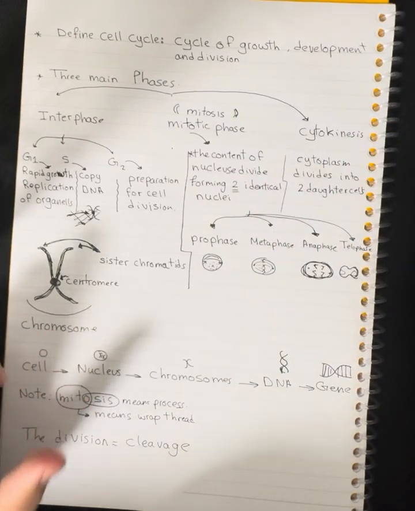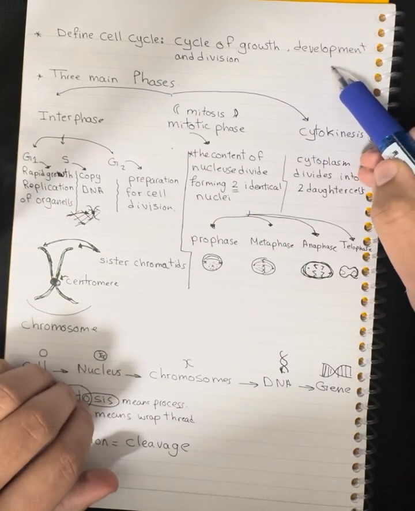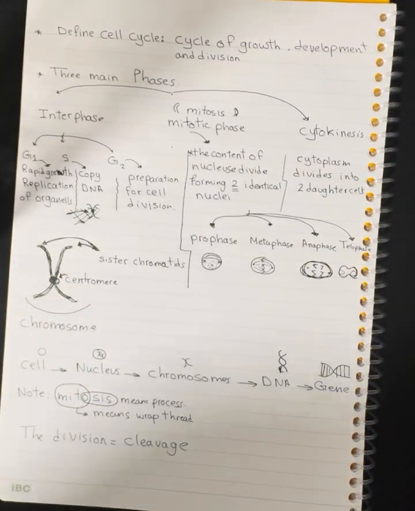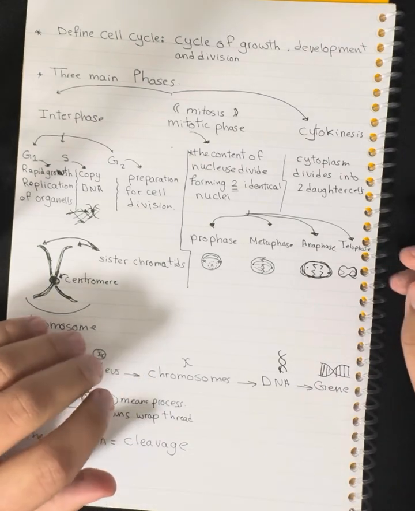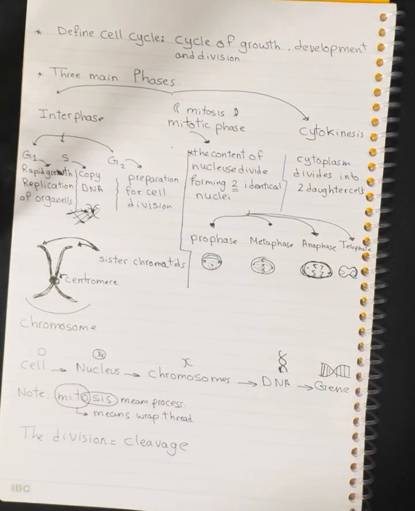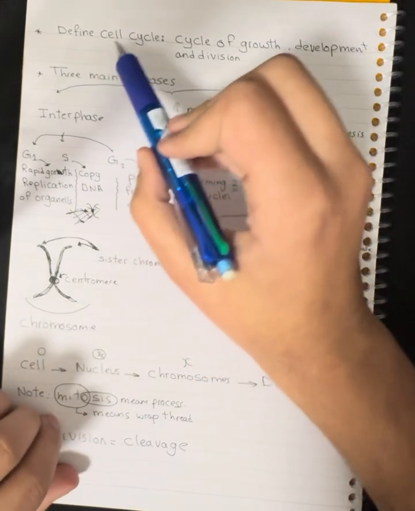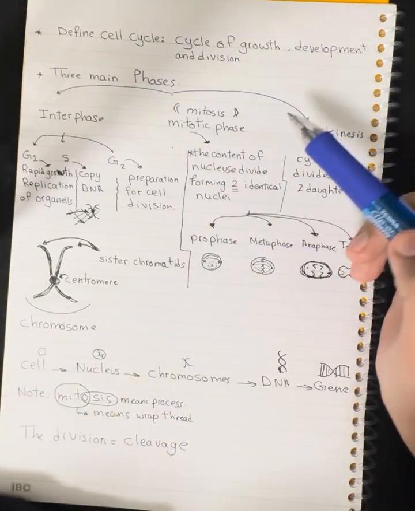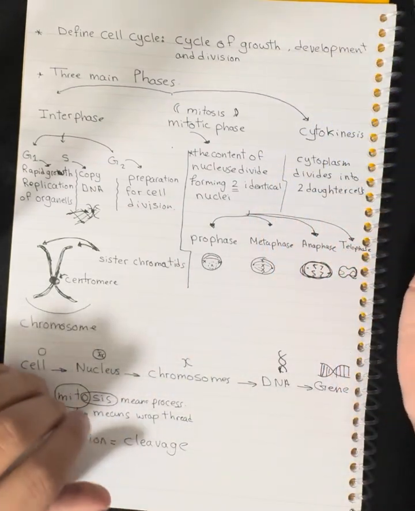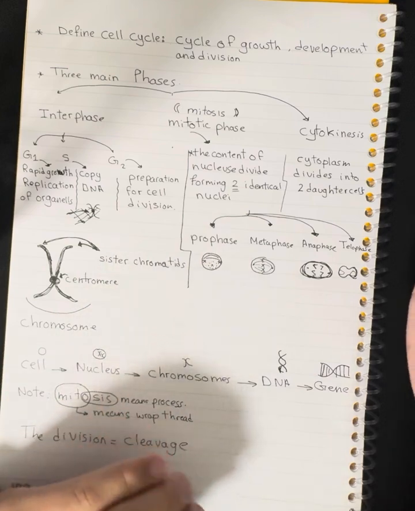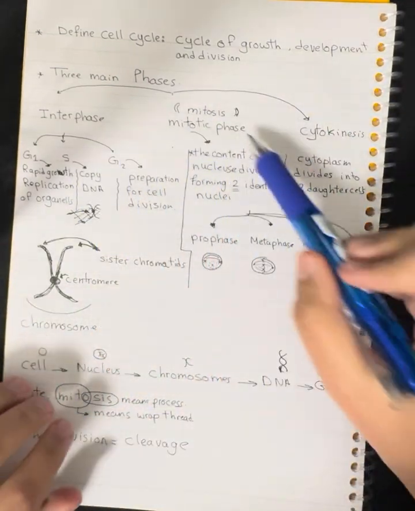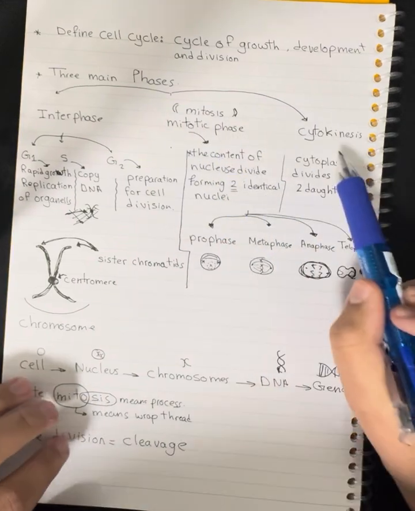Okay, and you might be asking, what is development? Development is aging and growth. This is how a person that is 80 years old looks different from a person that is 10 years old. Their cells go through the cell cycle. That's how they grow and develop. So there are three main phases of the cell cycle: interphase, mitotic phase, also known as mitosis, and cytokinesis.